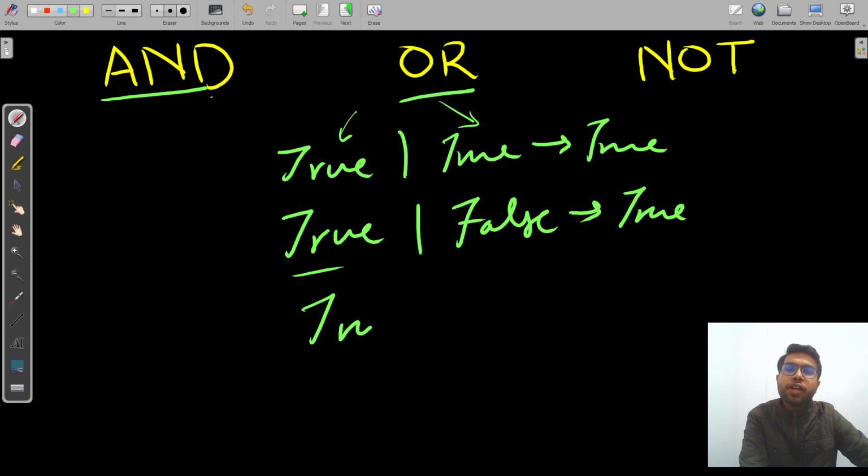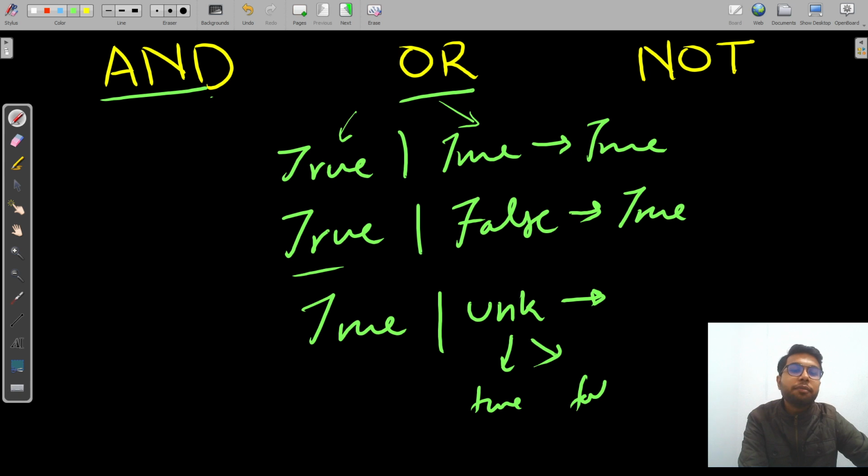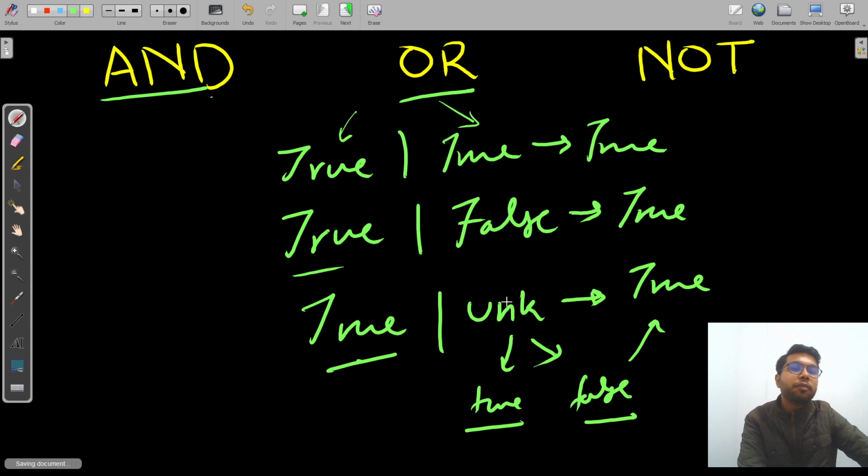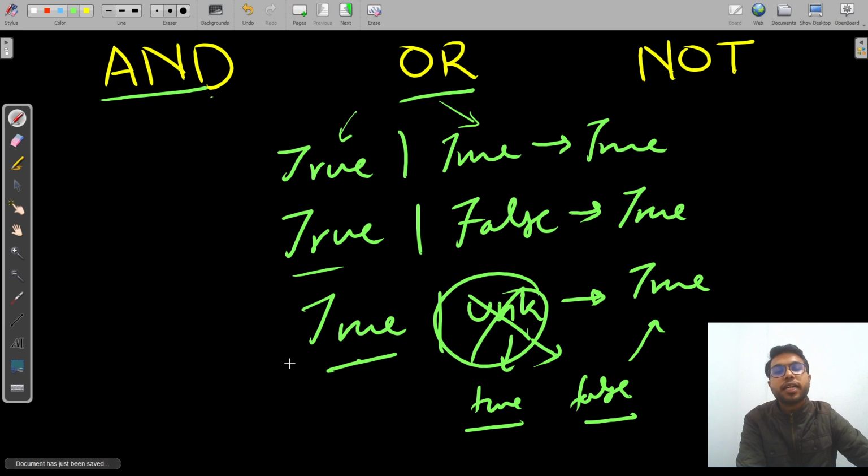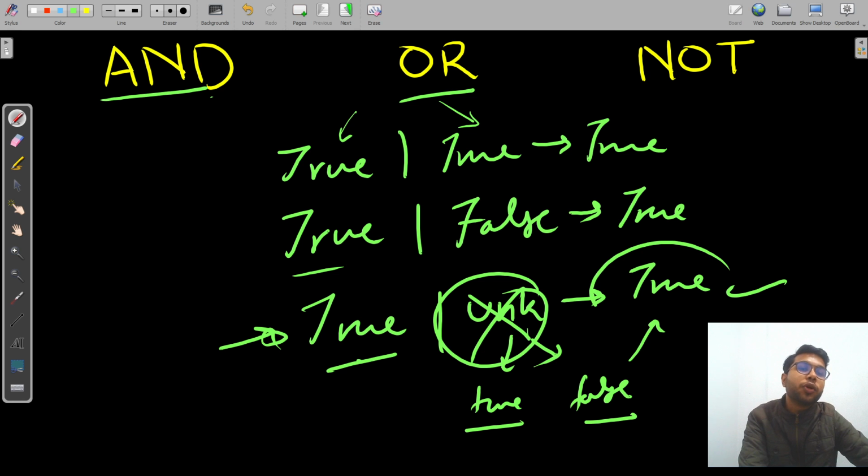So what would happen if my other partner was unknown? In that situation, I am again going to say that this unknown might have been true. It might have been false. All right. So true with true would have given me true, and true with false would also have given me true. So I don't care about this, right? So long as this is true, my answer is going to be true. Right. So true with unknown is going to give me what? A true.